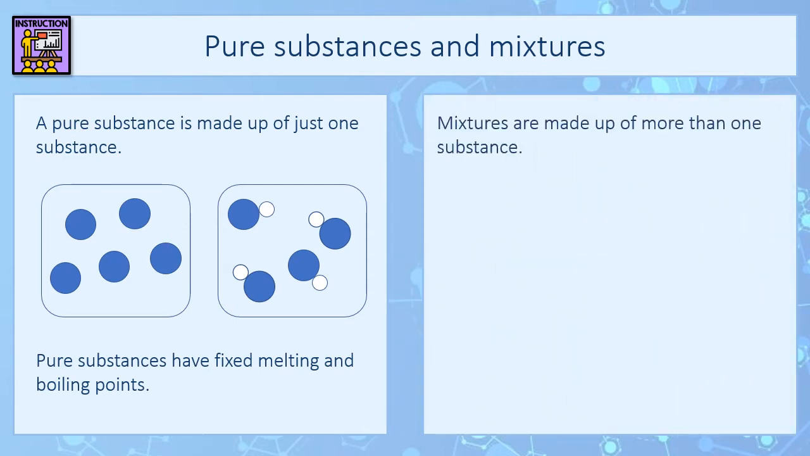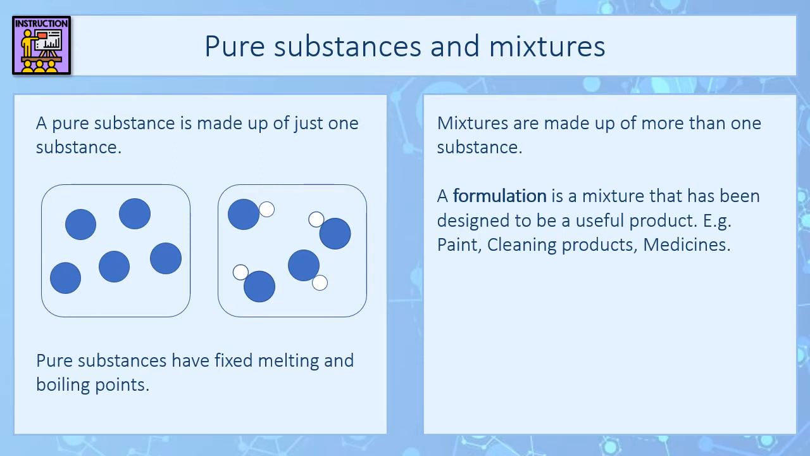When we talk about mixtures, they're made up of more than one substance, and you will have looked at mixtures throughout your education in chemistry. Formulation, though, is a new word to you this year, and a formulation is a specific type of mixture that has been designed to be useful.